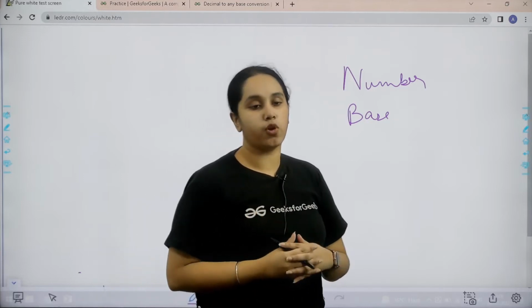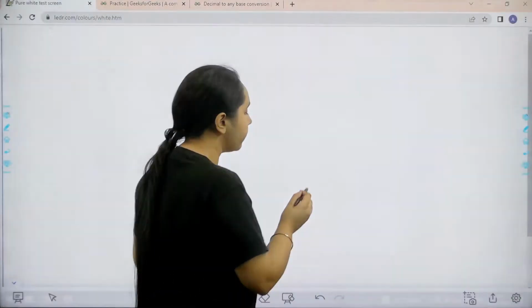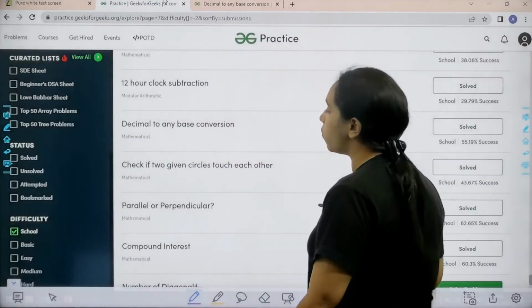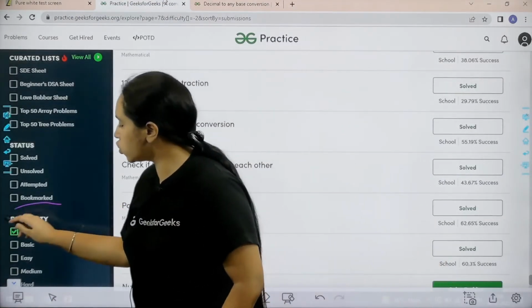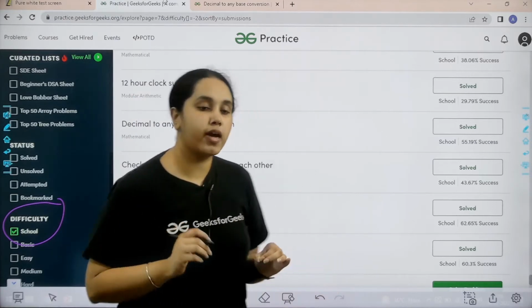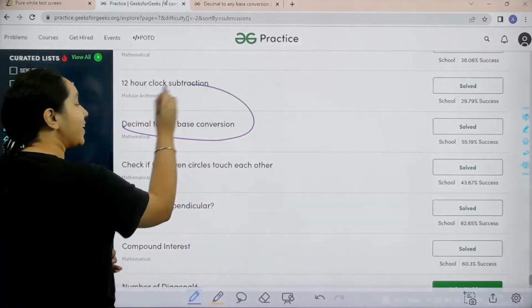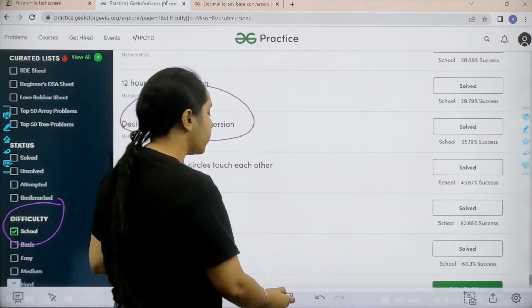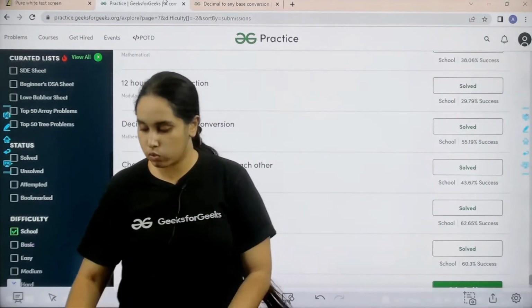Now let's move forward to the solution part. What you need to do is go to the practice portal. In the practice portal, in the difficulty section, choose school. Then you need to find the problem decimal to any base conversion. Now let's move forward to the question.